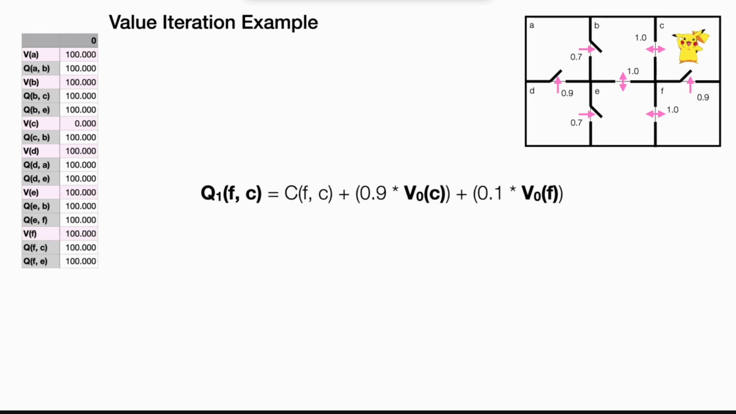So, what do we do in iteration 1? For every cell in this table, we need to calculate a value. For example, for Q in iteration 1, we're going to calculate F to C. We're calculating the cost to go. We add in the action cost. In this case, the action cost of F to C is 2.